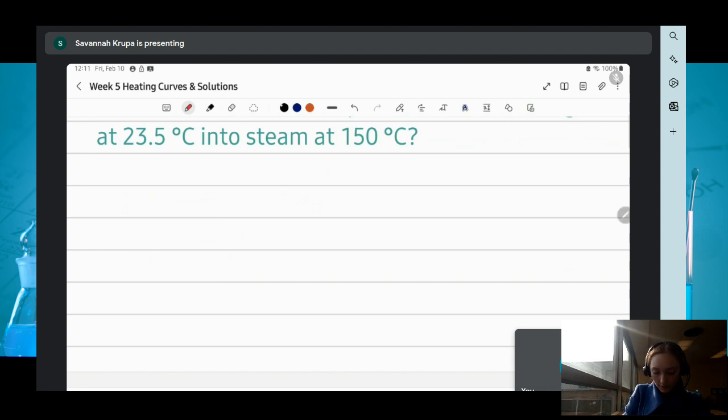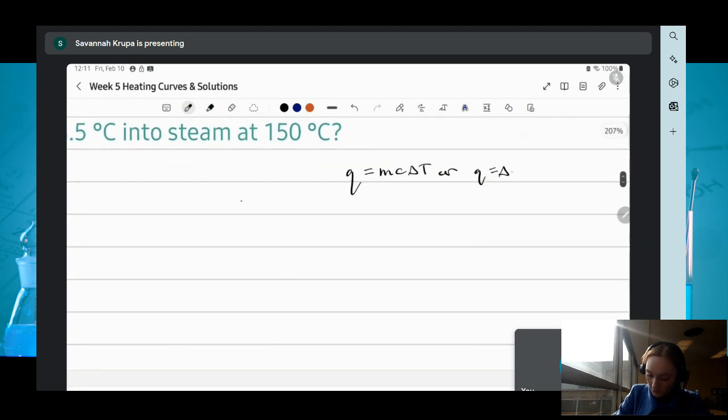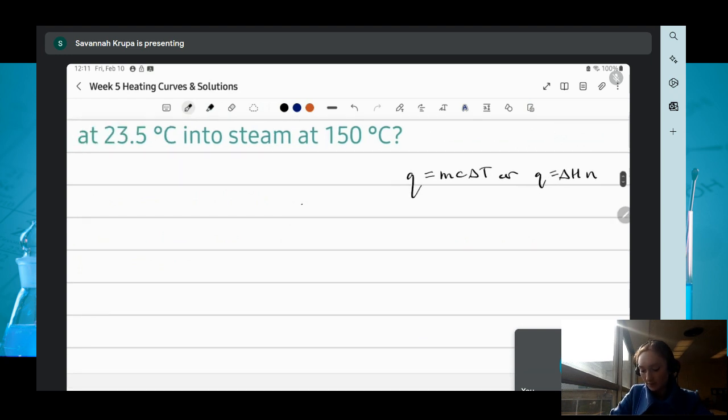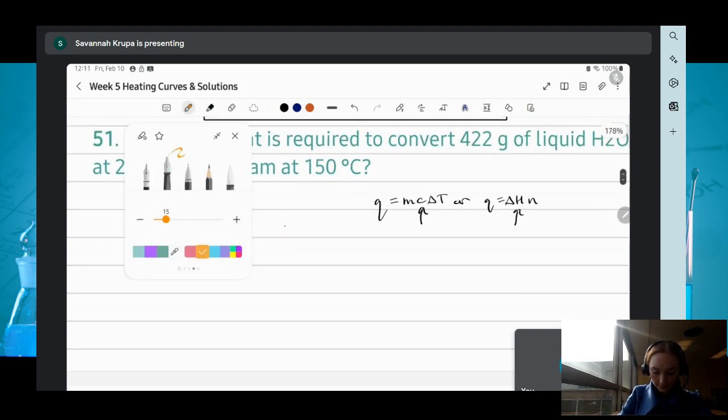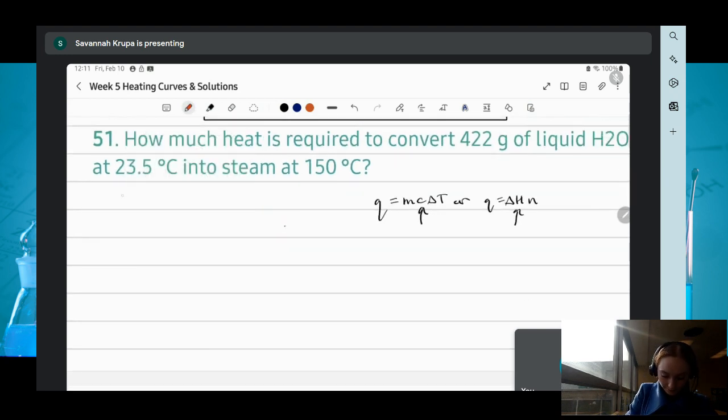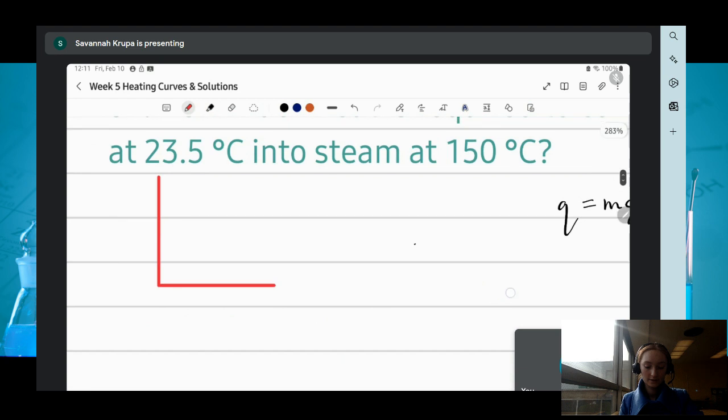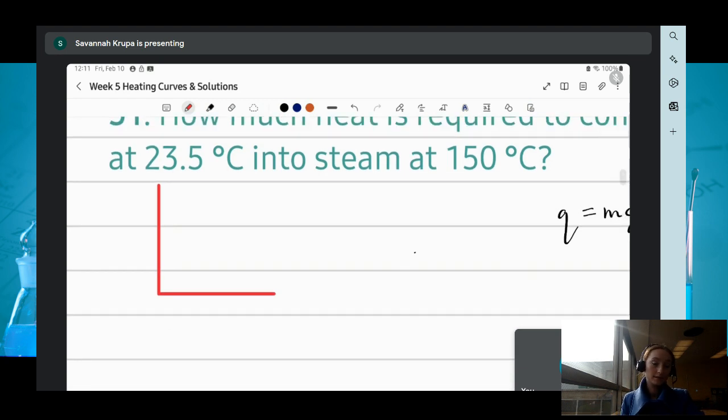Because we're working with the equation of Q equals MCAT, or Q equals the enthalpy value if you're changing a phase plus the number of moles. So these are the two kinds of terms that we could be working in this problem. So let's first write down the phase diagram and figure out what this kind of looks like. Okay, so it's going to be water at 23.5 degrees Celsius. So it's going to be in the liquid stage because it's between 0 and 100. So we're at the liquid stage here.